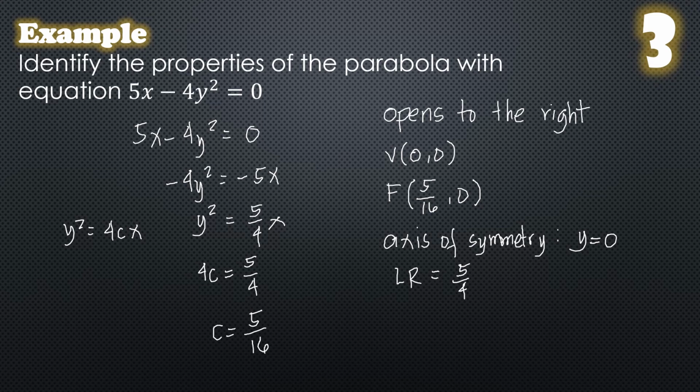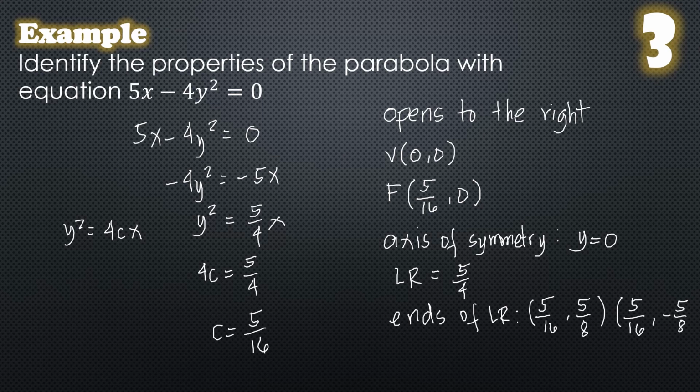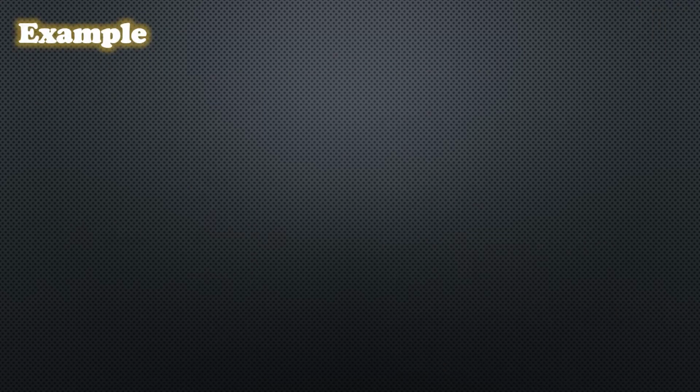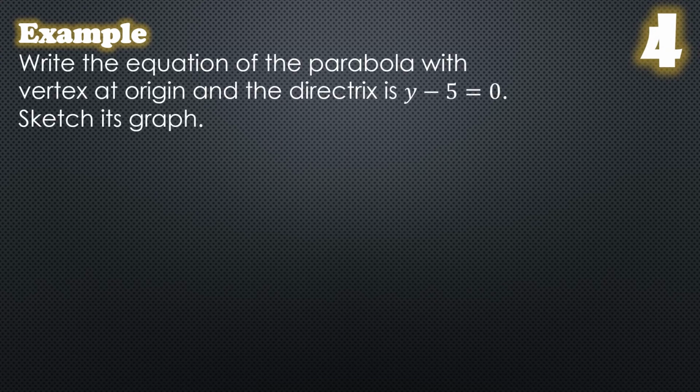And then the ends of the latus rectum will be the points (c, 2c), so that will be (5/16, 5/8), 5/16 times 2 is 5/8. And then (c, -2c), so that will be (5/16, -5/8). The directrix is the line x is equal to -5/16.